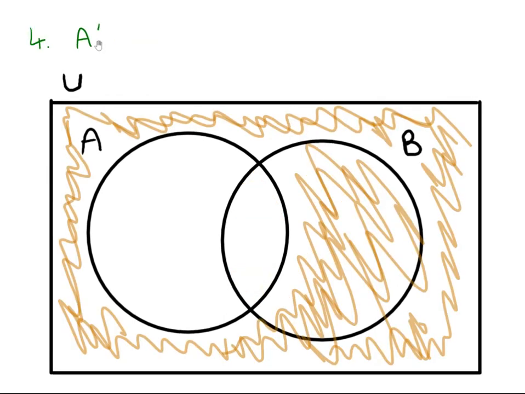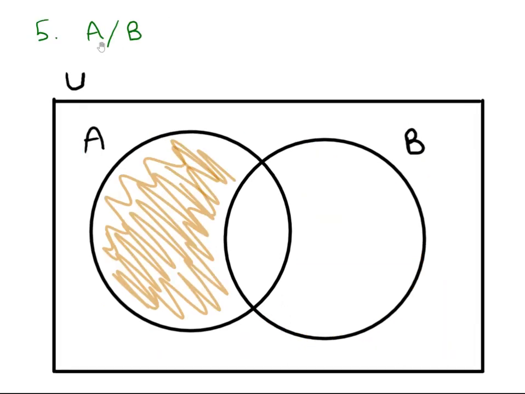A complement is all the elements that are not in A. So it's everything outside of the full set A. And likewise, B complement would be everything outside B. A less B means everything in A that's not in B. So all the elements in A that are not in B.